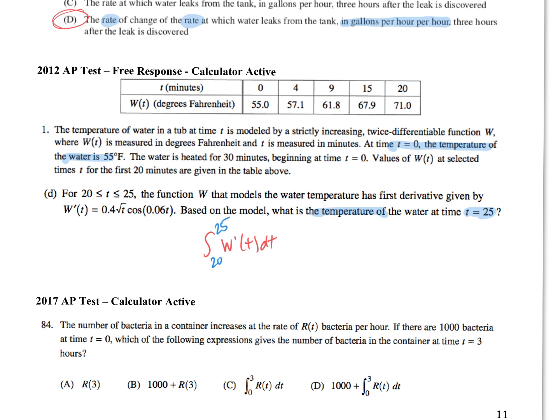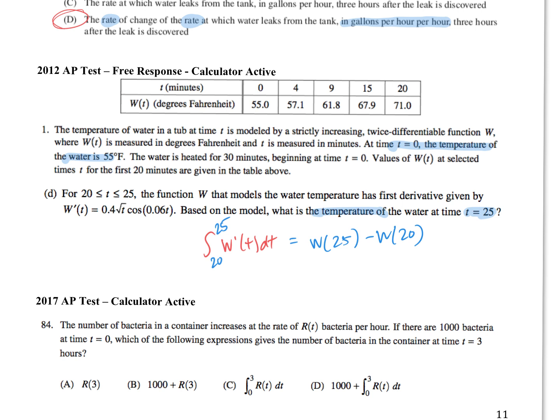We could do this 2 different ways. You're right. We could say that this is equal to, and you don't have to write this down, W of 25 minus W of 20, right? We could totally do that. But do you agree we don't have W of 25? We do have W of 20. How many people were like, okay, I wouldn't have written it that way. I would have said when we started at 20 minutes, what was the temperature? 55. Wasn't it 55?